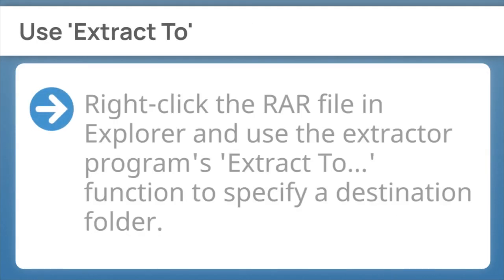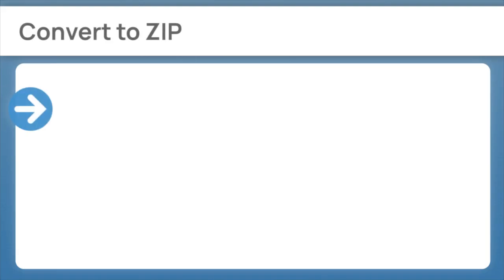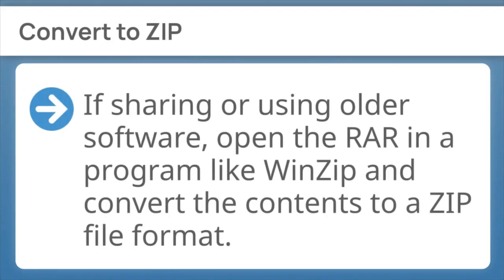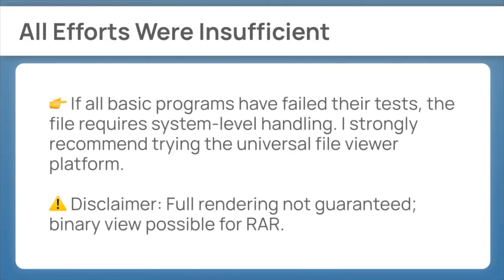Next, use Extract To. Right-click the RAR file in Explorer and use the extractor program's Extract To function to specify a destination folder. Finally, convert to zip. If sharing or using older software, open the RAR in a program like WinZip and convert the contents to a zip file format. We've already tried the easy routes for your RAR file.